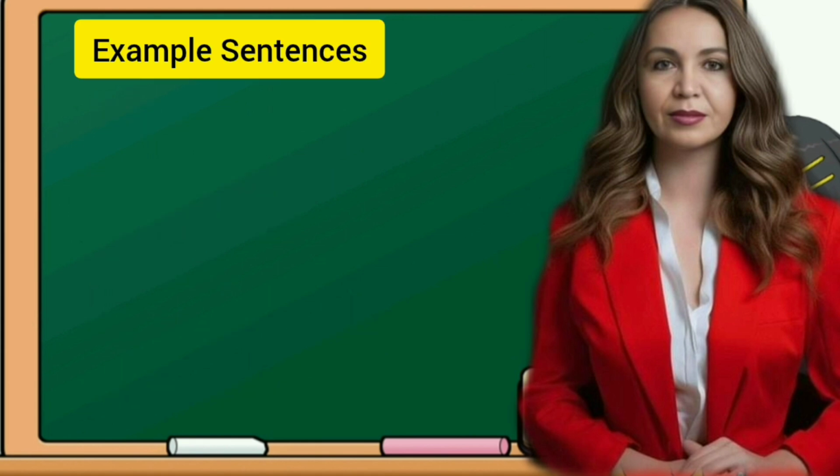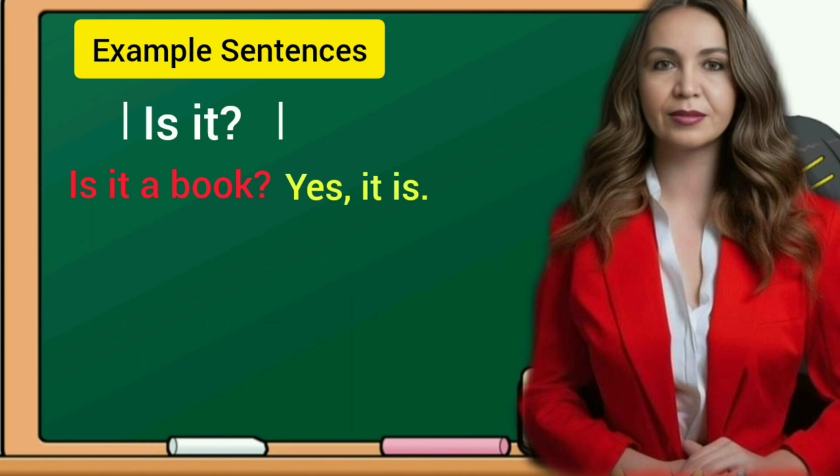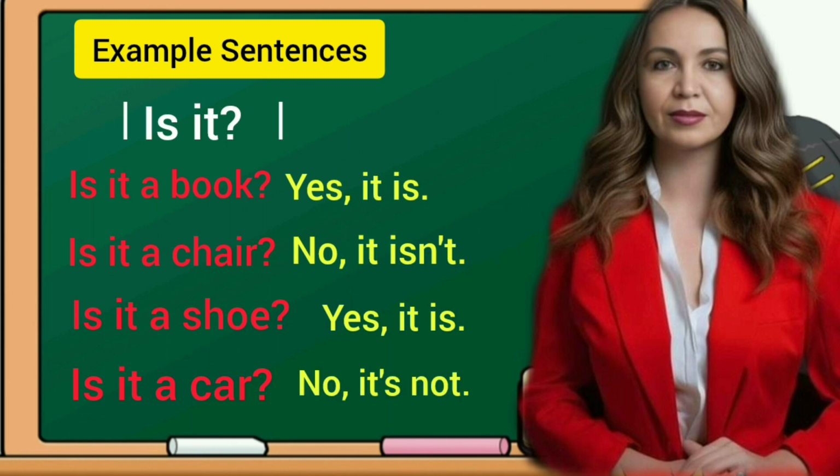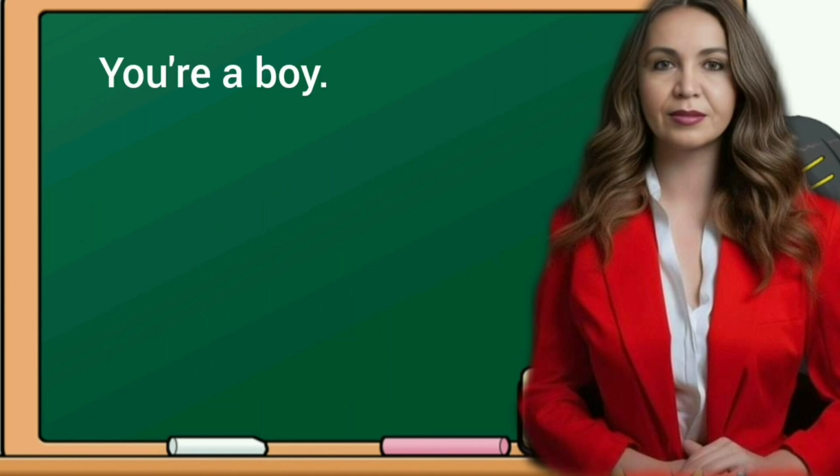So let us look at more examples right now. Make sure you repeat after me. Is it a book? Yes, it is. Is it a chair? No, it isn't. Is it a shoe? Yes, it is. Is it a car? No, it's not.